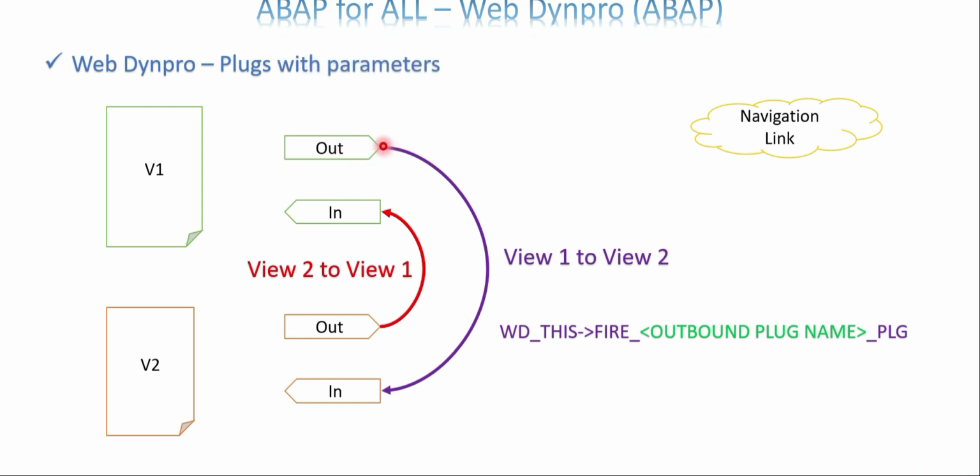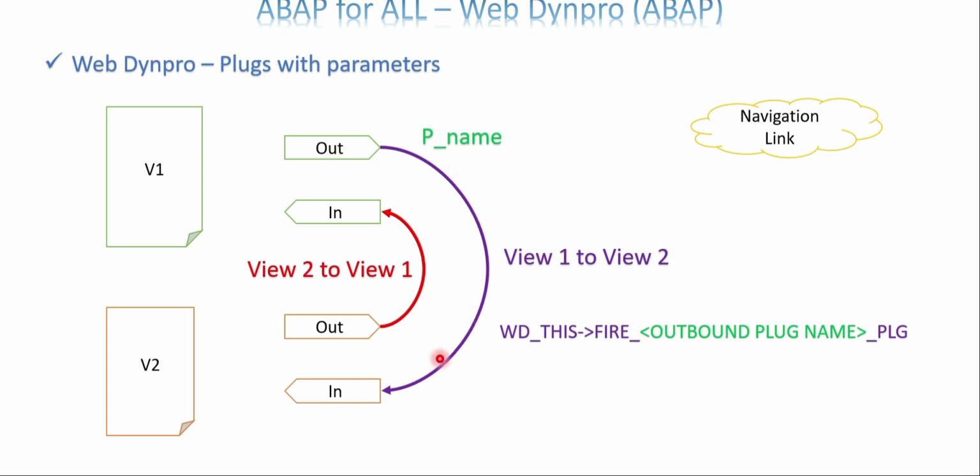Now, plugs with parameters. I'm going to pass a parameter. When I click the view one button, I want to pass some name from outbound to inbound plug, so technically from view one to view two. For example, I'm going to give a name, p_name. This is what I want to pass along with the outbound plug. The outbound plug has an option called parameters, so that is going to be added in the outbound plug.